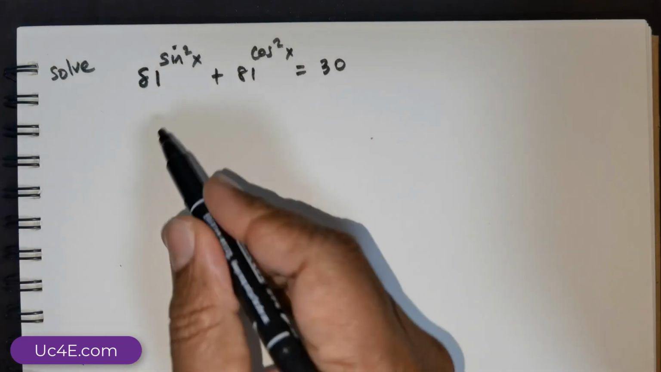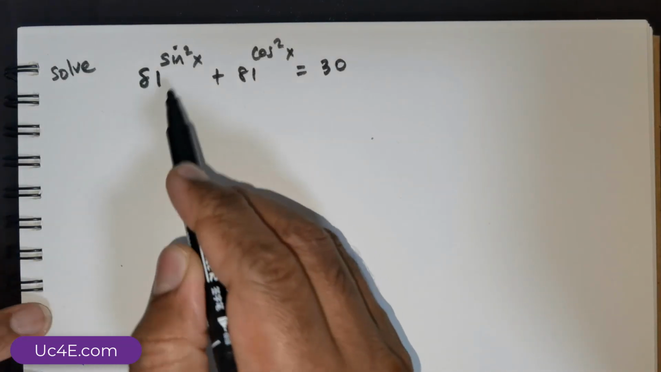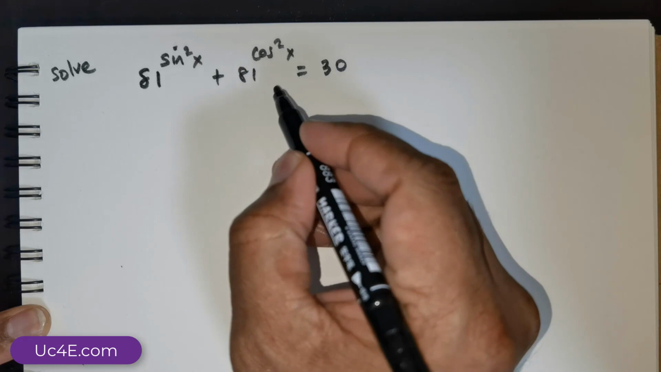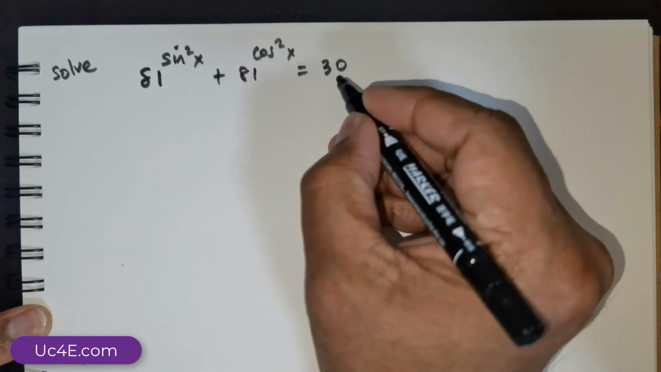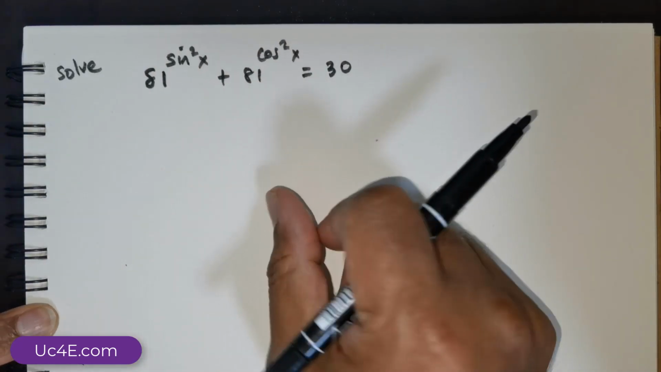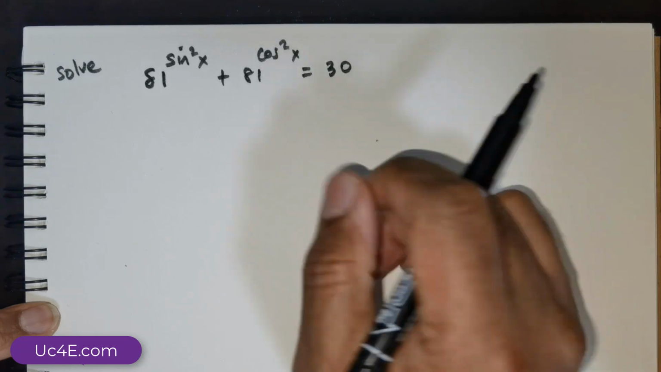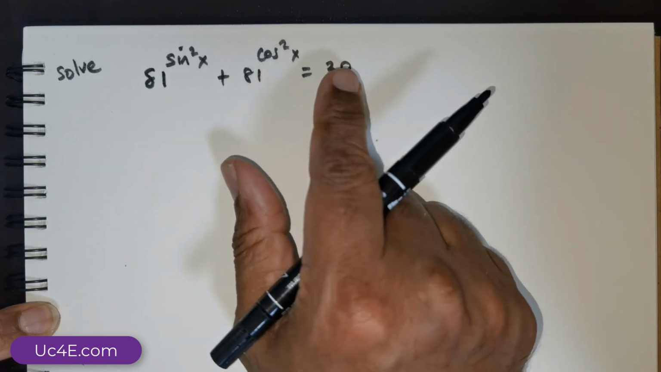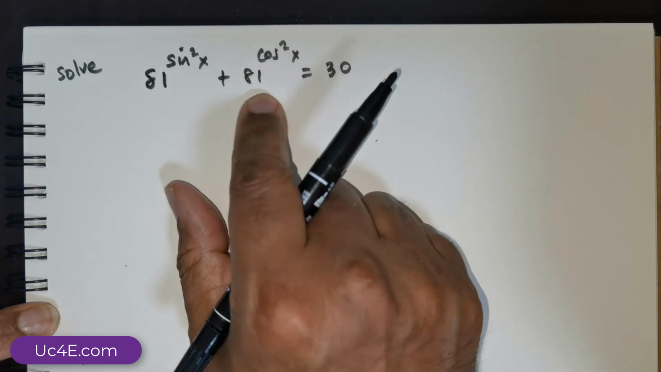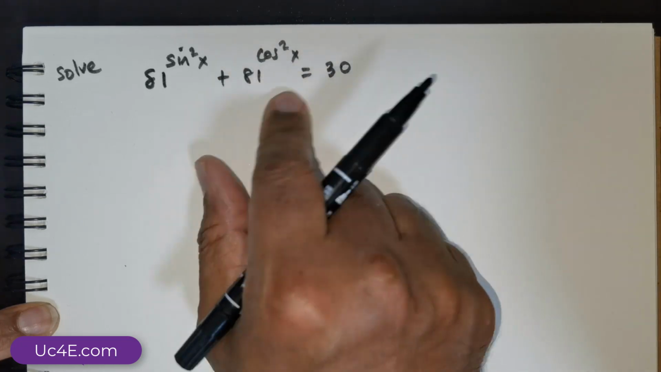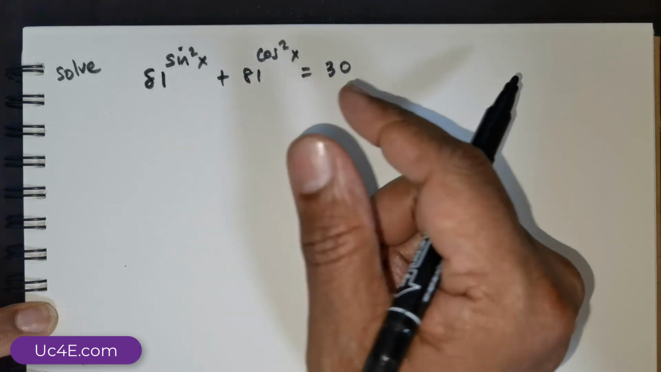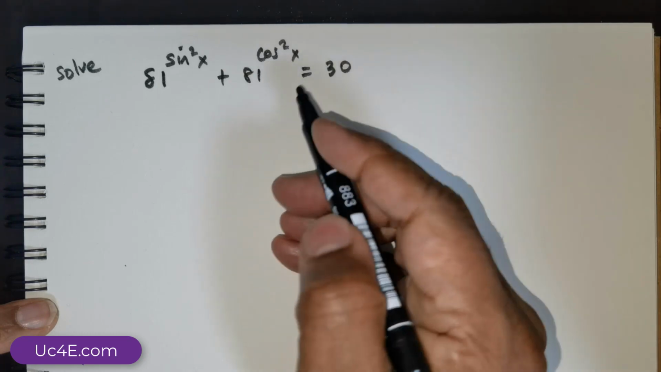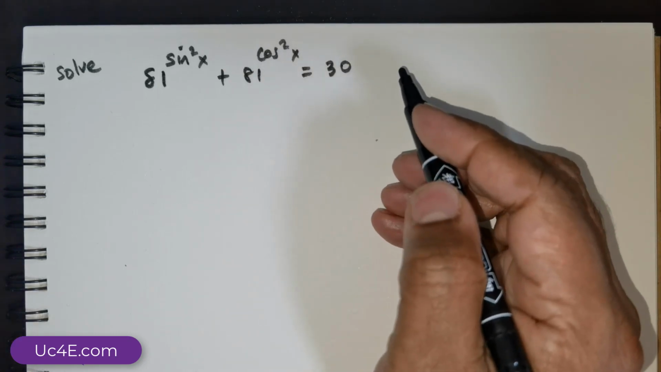Hi everybody. You would have come across this question: 81 raised to the power of sine squared x plus 81 raised to the power of cos squared x is equal to 30. You're expected to solve it. Now the solution provided by the content maker, which is apparently available on social media, has taken a very long approach.